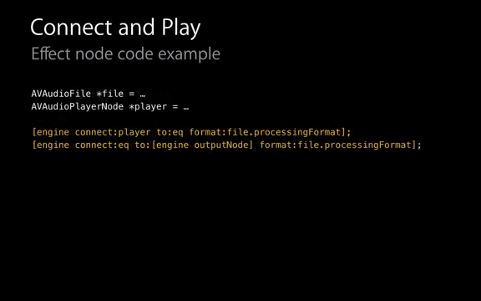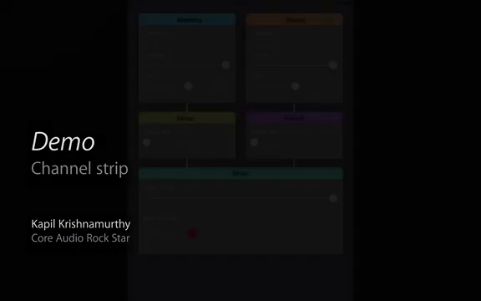Connecting the EQ is no different from what we've already seen. I can connect the player to the EQ with the file's processing format and connect the EQ to the engine's output node with the same format. And that's it. So with all of this information, let's look at a demo that makes use of some of the nodes that we've talked about.